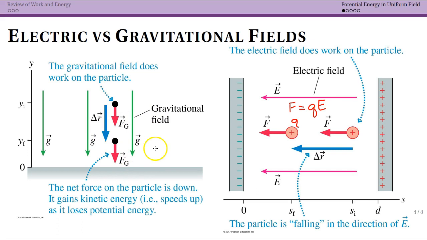We said that in this case, potential energy is equal to mass times gravity, so that was our force, times the height. And here we're going to say that it's again this force, Q times E, times the distance we are from the negative plane. The negative plane, notice here, serves as our zero, just like the ground does here.